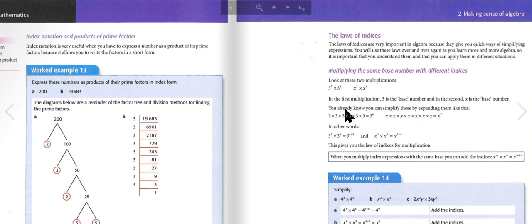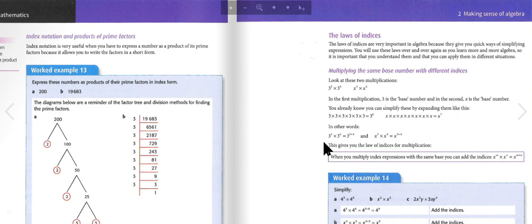You already know that you can simplify these by expanding them like this: 3 times 3 times 3 times 3 times 3 times 3, which is 3 to the power of 6, and x times x times x times x times x times x times x, or x to the power of 7. In other words, 3 squared times 3 to the power of 4 equals 3 to the power of 2 plus 4. x cubed times x to the power of 4 equals x to the power of 3 plus 4.